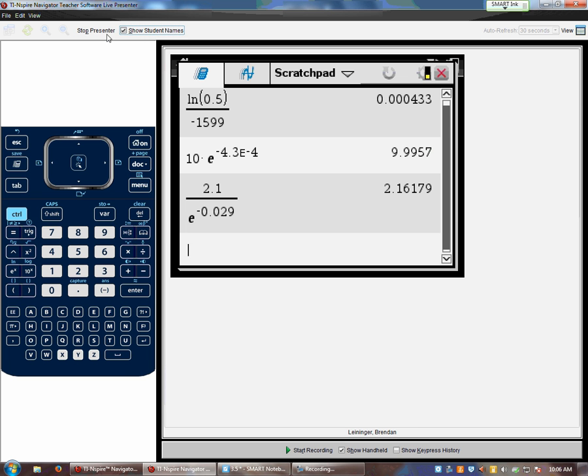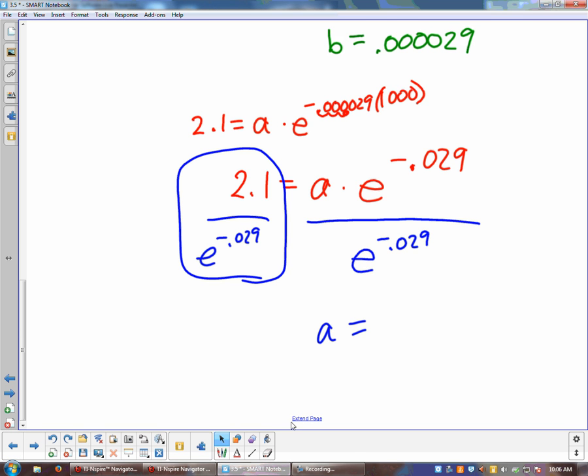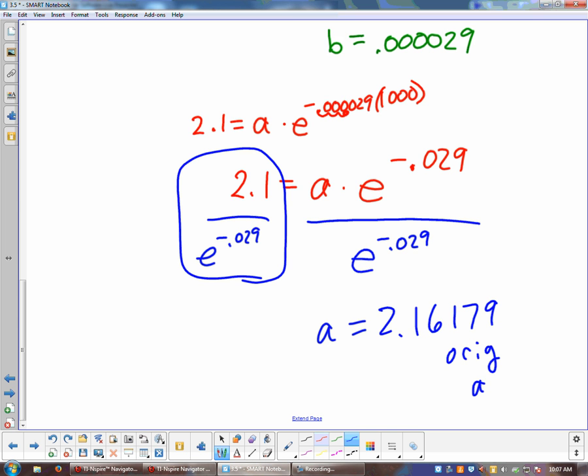You got 2.16179. So really, we only started with 2.16 grams, and after 1,000 years, it's only down to 2.1 grams. So we only lost about 6/100ths of a gram, right? But that makes sense because the half-life is 24,000 years, so after 1,000 years, you're not losing that much. Okay, so that looks good. That's going to be our answer: 2.16179 was the original amount, in grams.